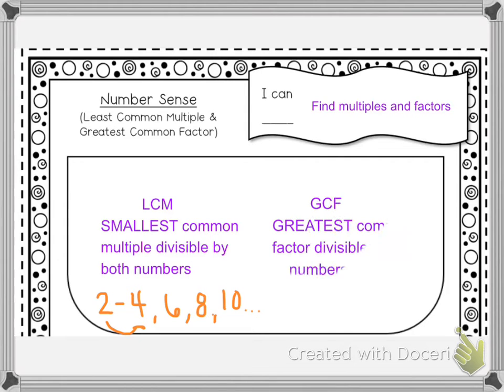Factors, or GCF, is the greatest common factor divisible by both numbers. So factors of 20 would be 2, 4, 5, and 10, because 2 can go into 20 and the rest of these numbers can go into 20.